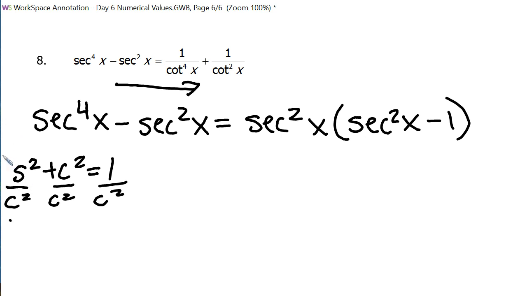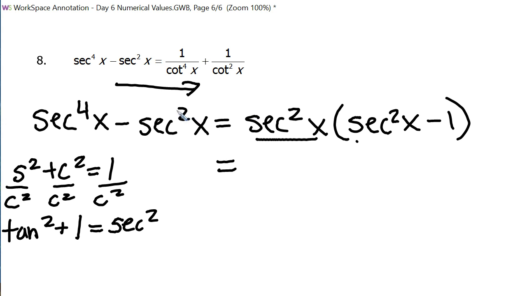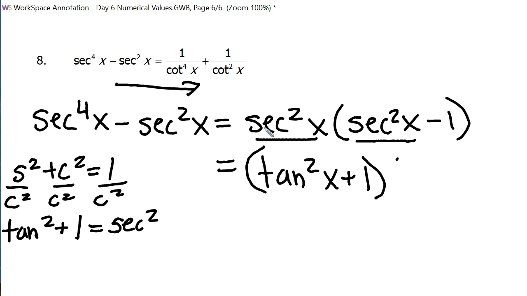So sine squared divided by cosine squared would be tangent squared. Cosine squared divided by cosine squared is 1. And 1 divided by cosine squared would be secant squared. So back to my proof, instead of the secant squared, what can I replace those with? So this would be tangent squared of x plus 1. I'll put that in parentheses because that became a binomial. And instead of this secant squared, what do I replace that with? Tangent squared of x plus 1. And behind that secant squared, I need to have a minus 1.